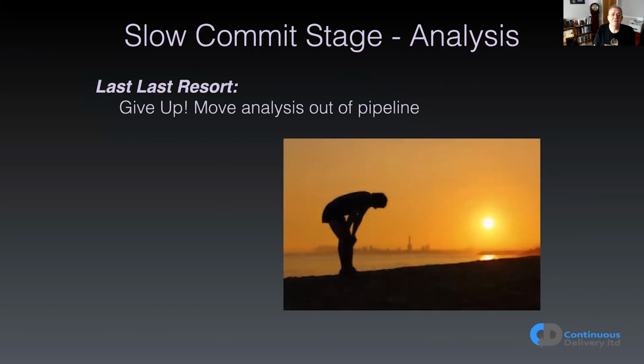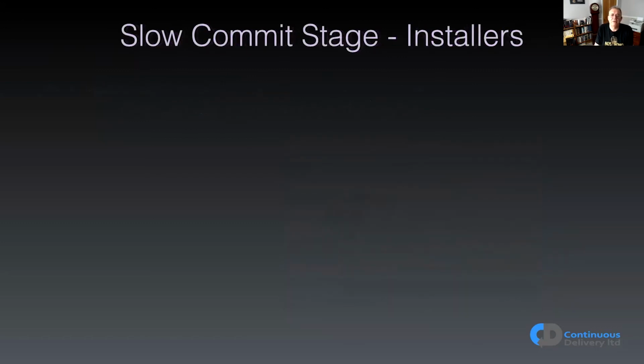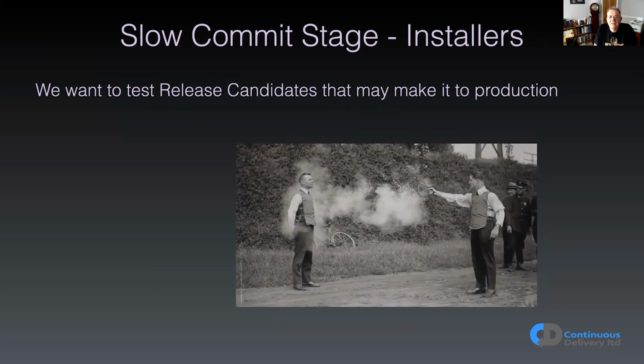As a last resort, give up and move analysis out of the pipeline. You can run analysis periodically and get useful information from it without it necessarily stopping you from releasing a change. You can cure the problems that analysis finds by better discipline in other parts of the process, if you find it impossible to get this into the pipeline and get feedback in a timely manner.